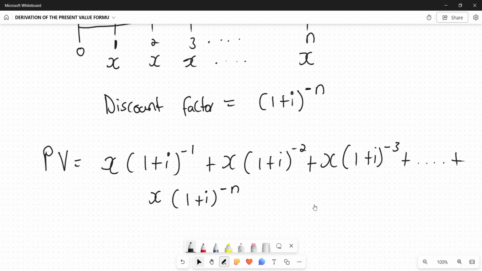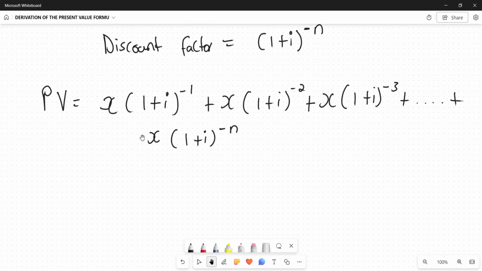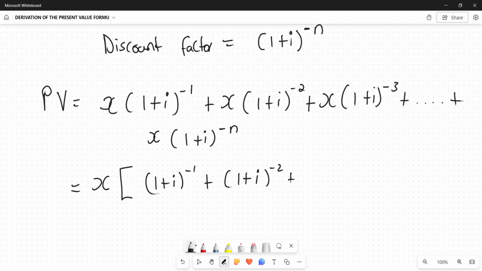Now you can see that we have a common factor of x. So we are going to factor it out. It will be x into (1 plus i) to the power of negative 1, plus (1 plus i) to the power of negative 2, plus (1 plus i) to the power of negative 3, and so on until (1 plus i) to the power of negative n.